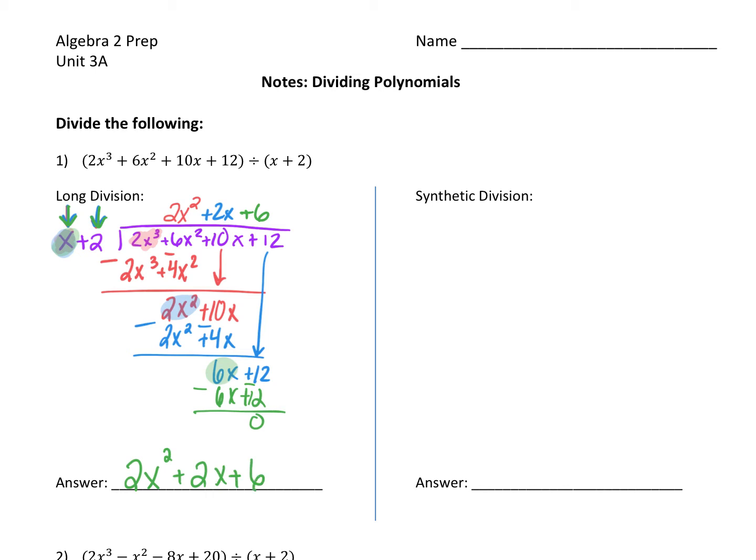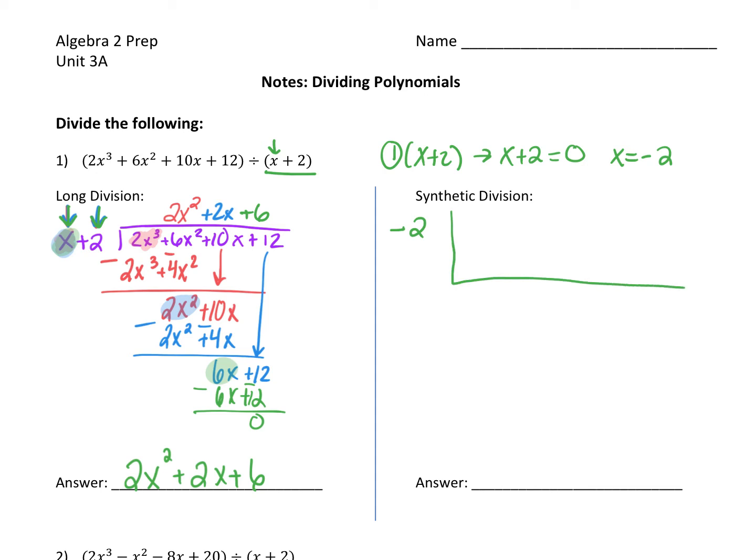Now, there's something called synthetic division, which we can do only when we have a binomial where we just have x all alone. So the first step is to take our factor x plus 2, and we're actually going to solve for x. And so my x would be negative 2. And so that's what's going to go on the outside of my synthetic division. What's going on the inside is all my coefficients. So 2, 6, 10, 12.